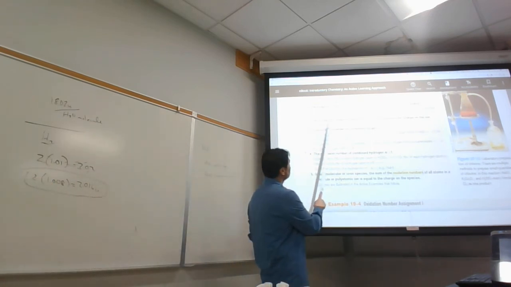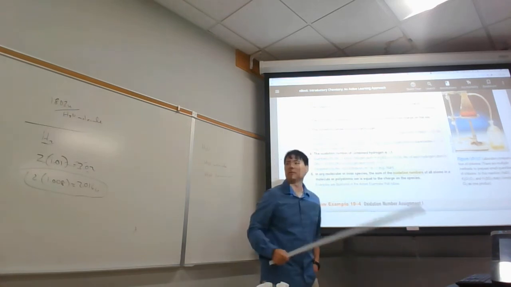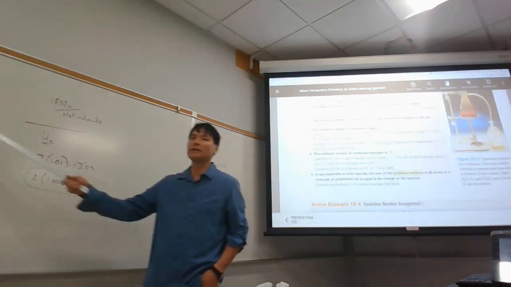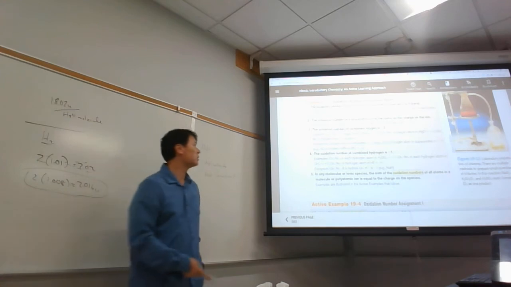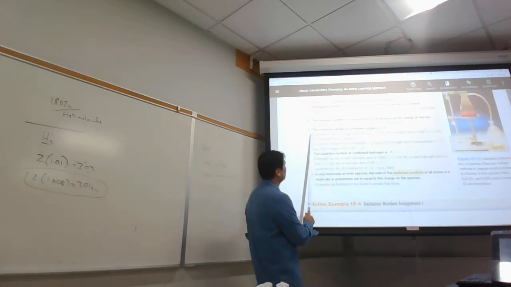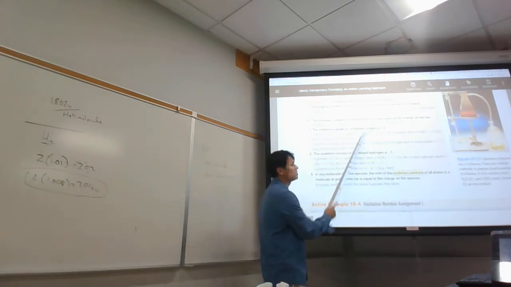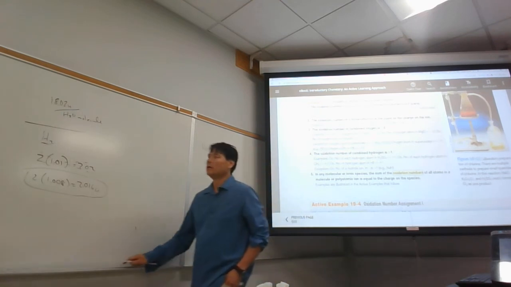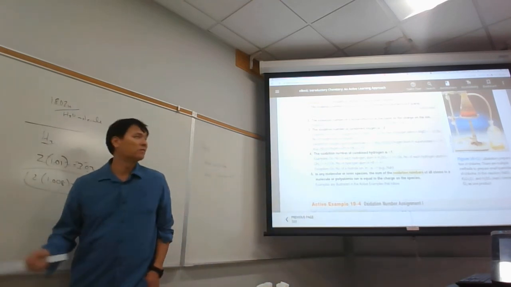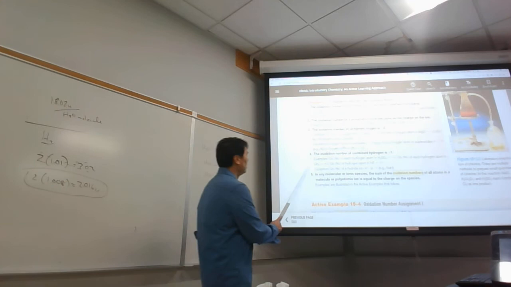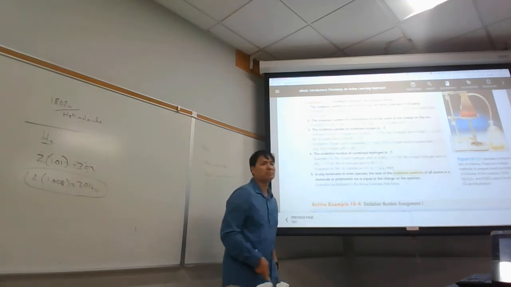Rule 2, the oxidation number of monatomic. This is not a monatomic, this is a polyatomic ion. Rule 2 does not apply. Rule 3, the oxidation number of combined oxygen is -2. There's no oxygen, doesn't apply. Rule 4, the oxidation number of combined hydrogen is +1.